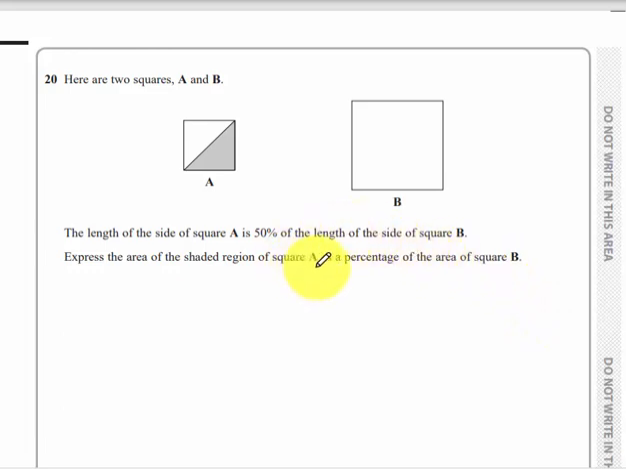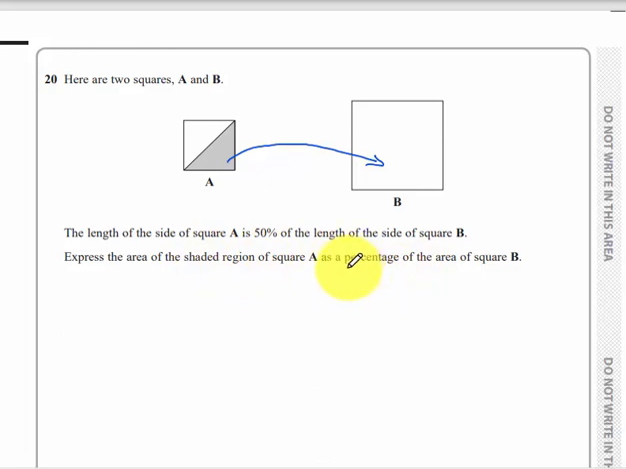Two complicated sentences here explaining the question. Feel free to read them a few times before you start the question. What the question is asking is how many times as a percentage does this triangle fit into this square?